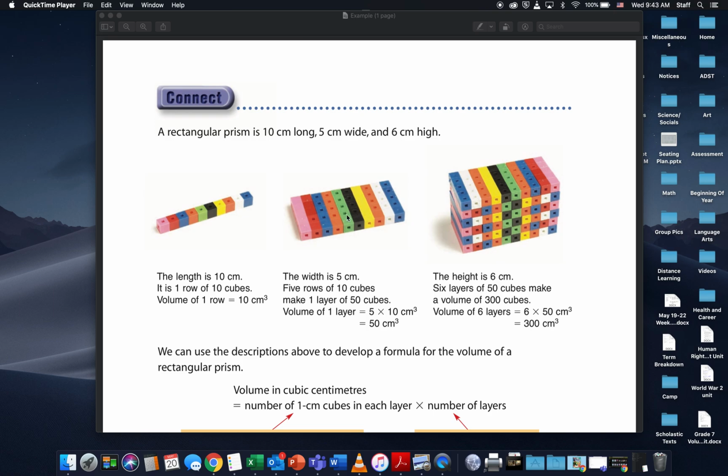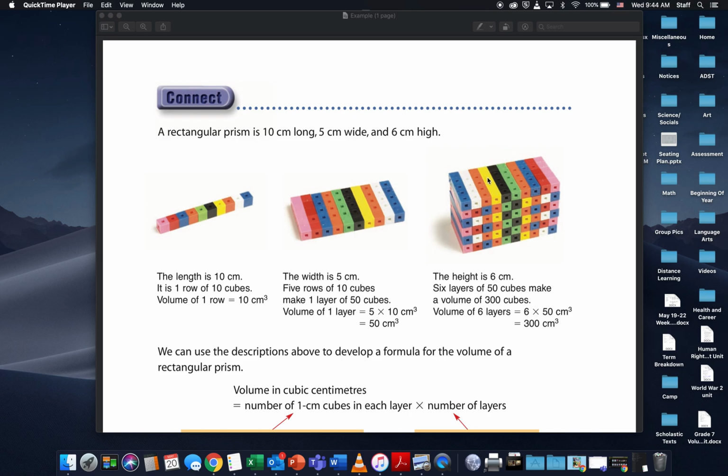So all you do to find the volume of the rectangular prism, you find the area of the bottom, so 5 times 10, and then you multiply it by the height, because there's that many. Basically, think about it like there's 6 of these areas of 50 in the volume, and that's how you find out the volume. How many of these blocks it takes, these 1 centimeter by 1 centimeter by 1 centimeter blocks, it takes to fill up the whole space.